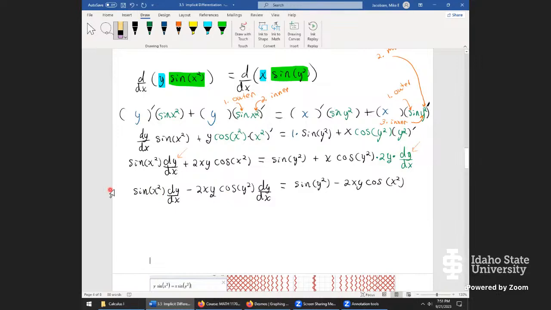Yeah, go ahead. Can you subtract that just so you can have your dy dx on one side? Exactly, yeah. So once we factor it, it's going to emerge in just one location, thereby solving it. So let's do that factoring step. We'll have sine x squared minus 2xy cosine y squared multiplying dy dx. The right hand side is just the same, still sine y squared minus 2xy cosine x squared.